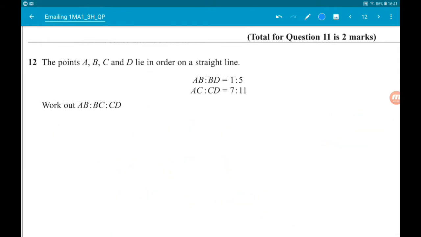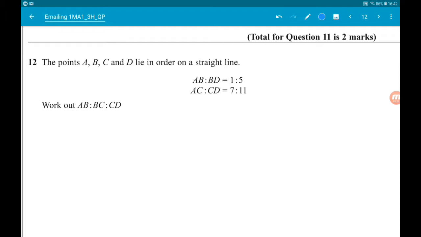Number 12, some ratio of funds, so the points A, B, C and D lie in order on a straight line. AB to BD is 1 to 5 and AC to CD is 7 to 11. We want to work out the ratio AB to BC to CD.